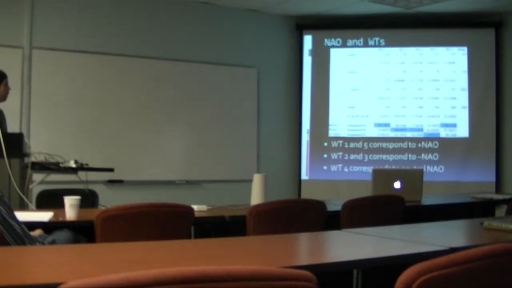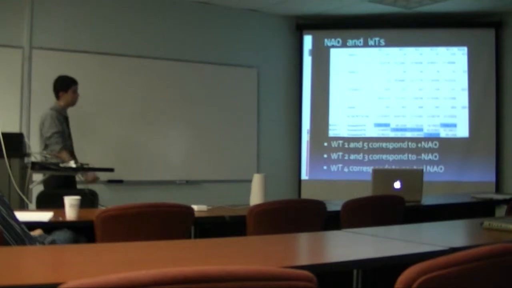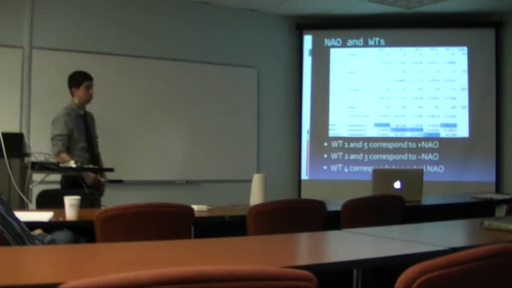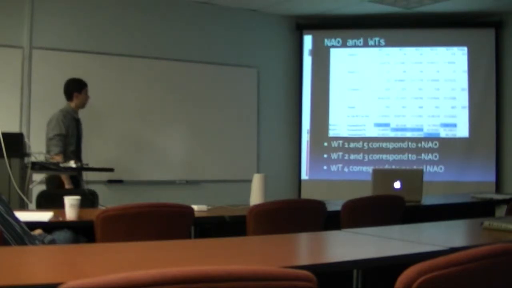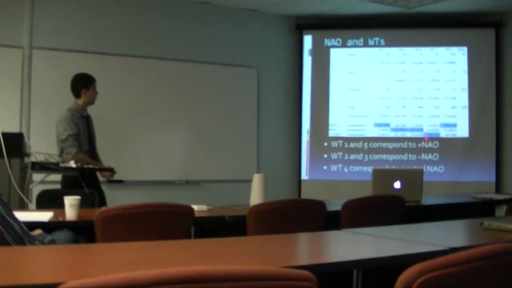And so in this case, when we're running the same normalized percentages in a similar way we did it for the persistence forecast, we can see that positive NAO corresponds more often to WT1 and 5. And then negative NAO corresponds most often to 2 and 3. Neutral NAO corresponds most often to WT4.